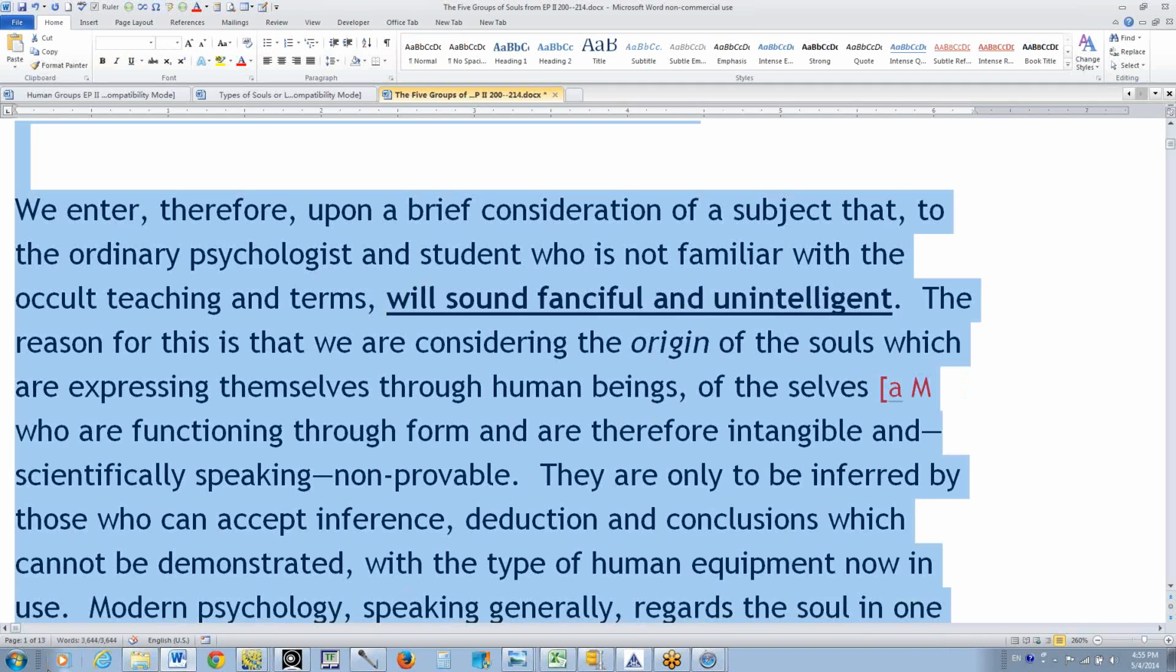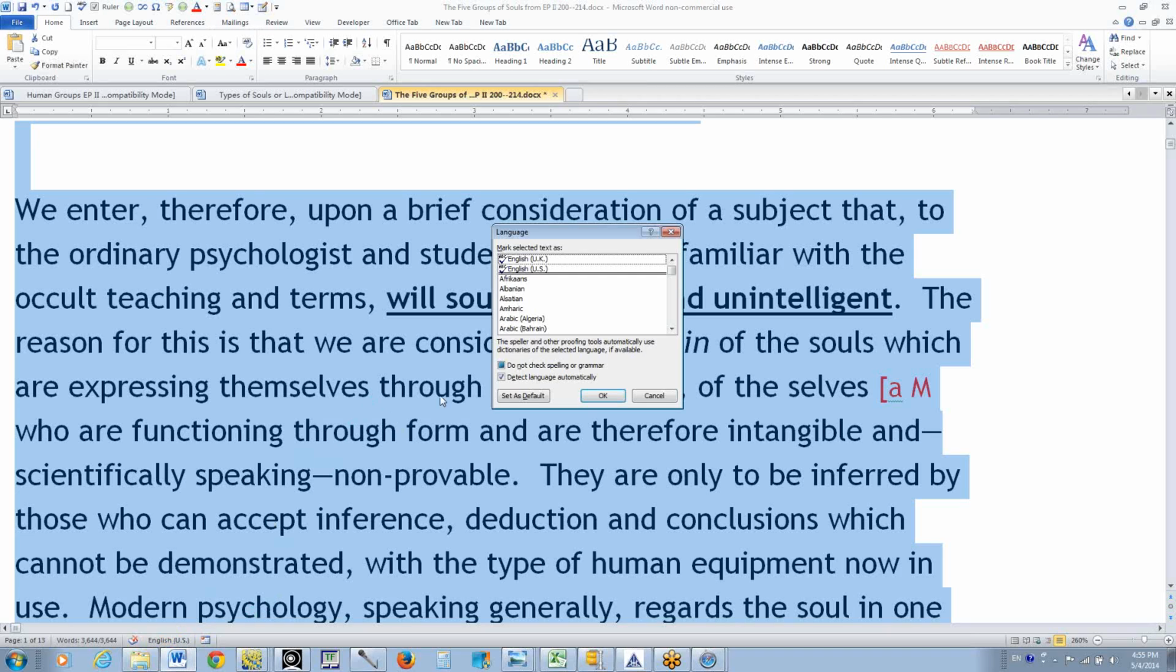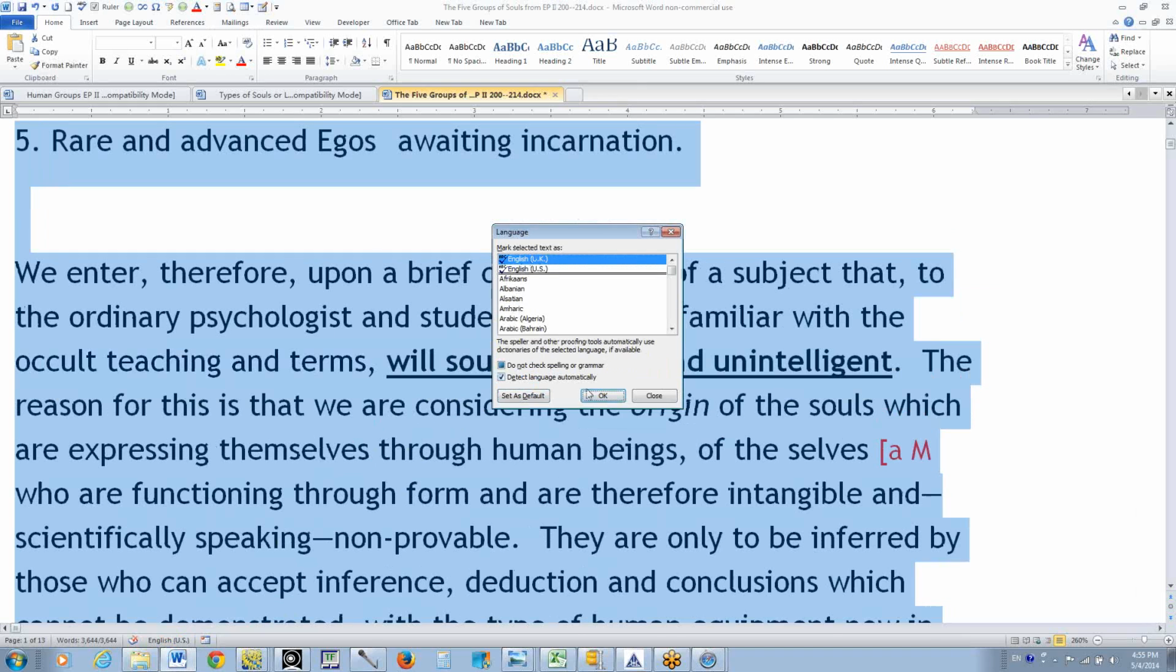I think I better bring this to the point where I can actually use my autocorrect.